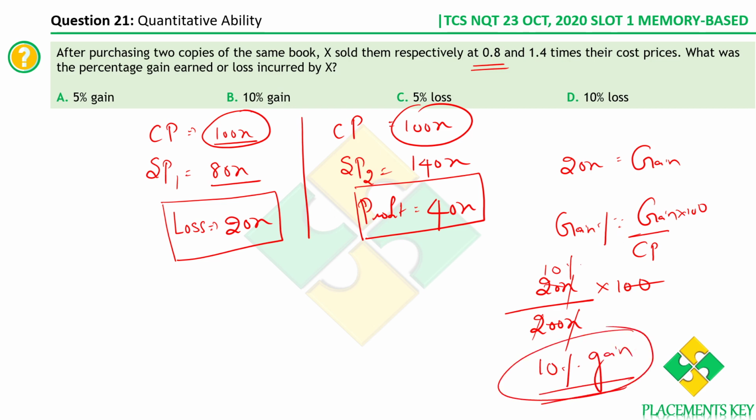Gain is 20x on 200x. Therefore, it is 10% gain, which is option B. The only trap that the students may fall into is this one. They would have calculated everything thoroughly till here, but in the denominator they would probably choose 100x. But it's not 100x, because he's got 20x as gain on both the transactions. So we will have to consider the overall cost price. Overall cost price is 200x. Therefore the answer is 10% gain.